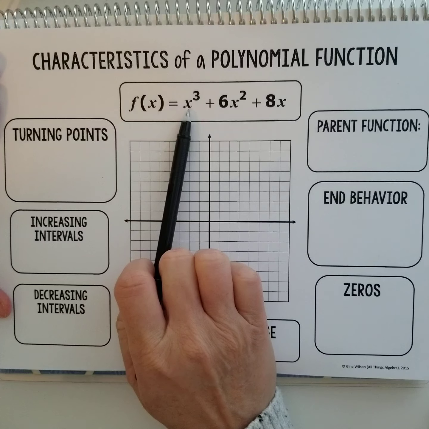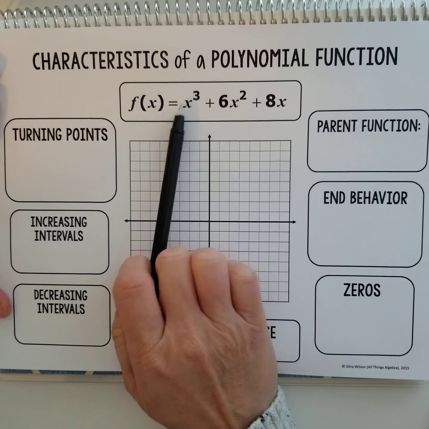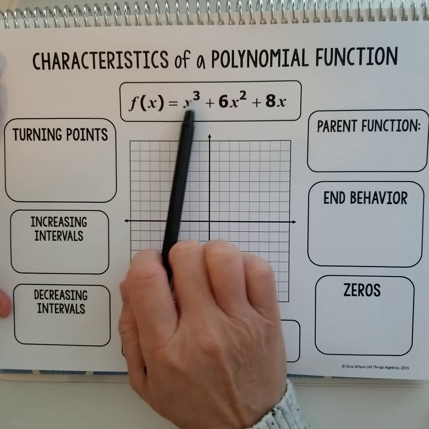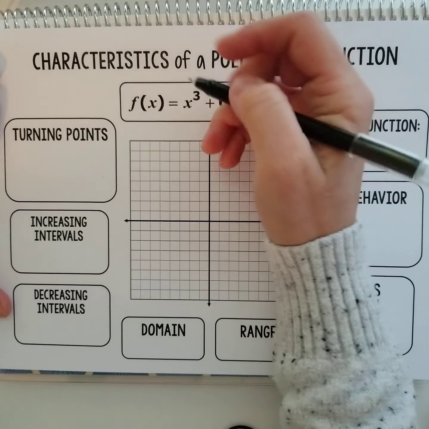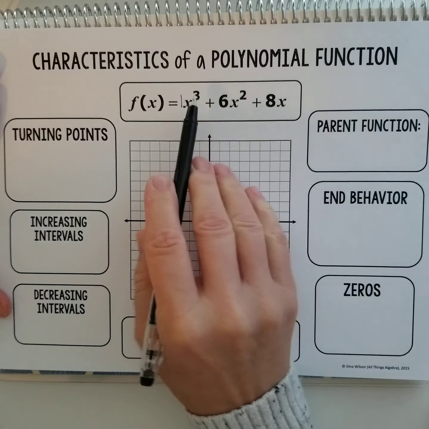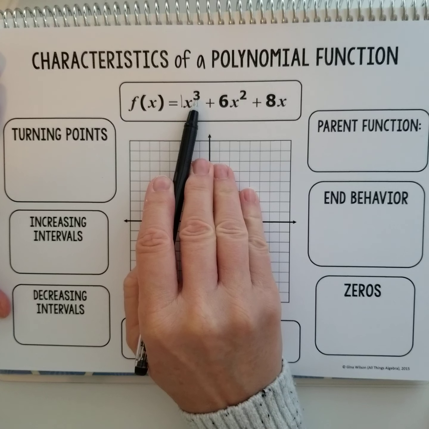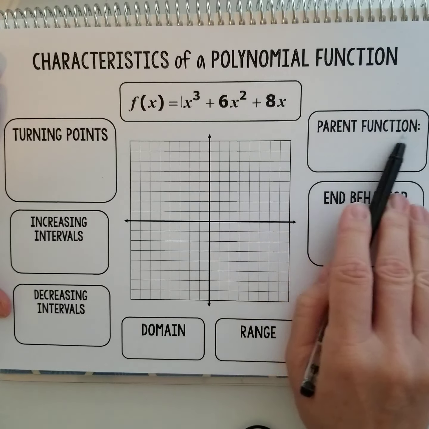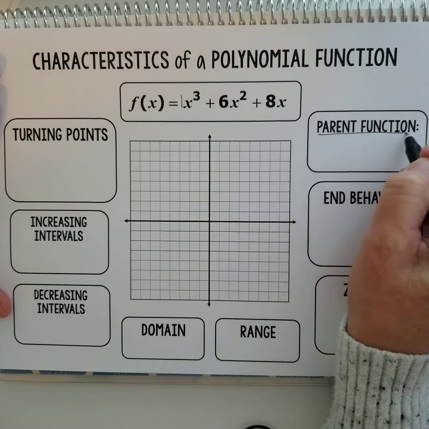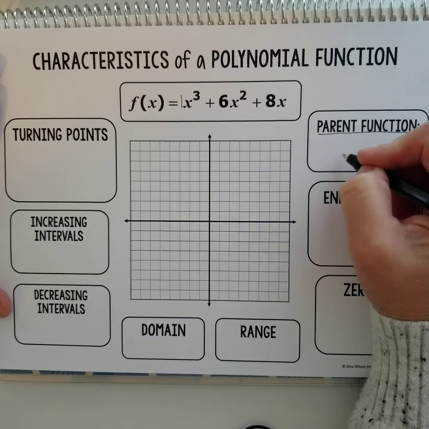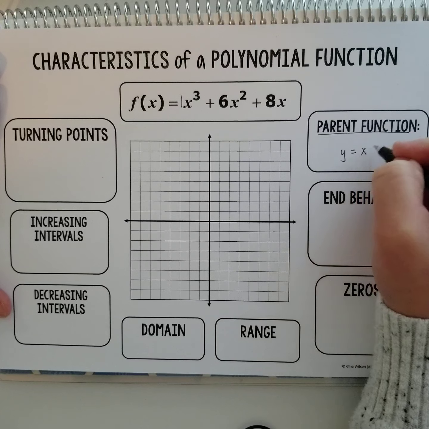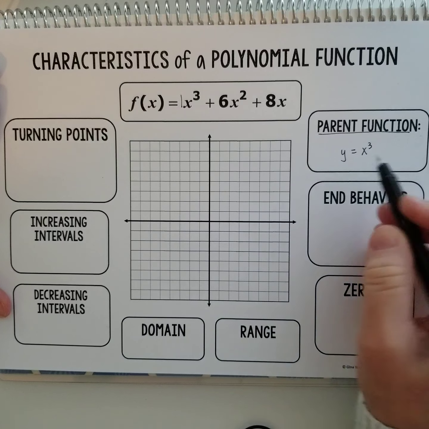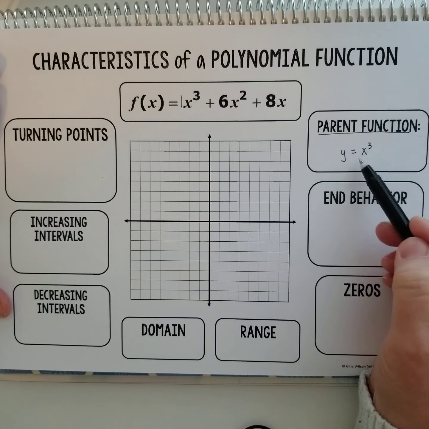So we know that the lead term here is x cubed. The coefficient here would be a 1. And the degree here is 3. So that means that the parent function that we're looking at here is simply y equals x cubed, or f of x equals x cubed. So this is a cubic function.